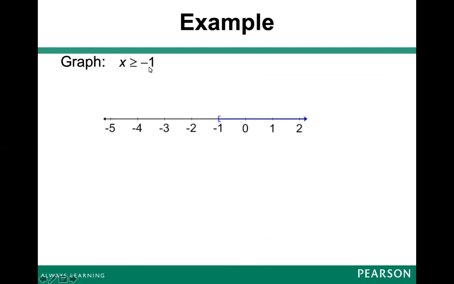So first example of a graph, x is greater than or equal to negative 1. Because or equal is included, we put a bracket at negative 1. And then the numbers that are greater than negative 1 are to the right of negative 1, so they are colored in blue.